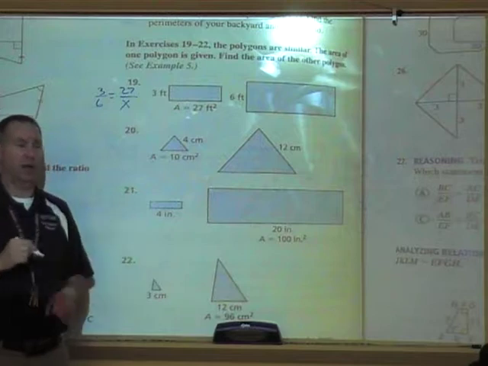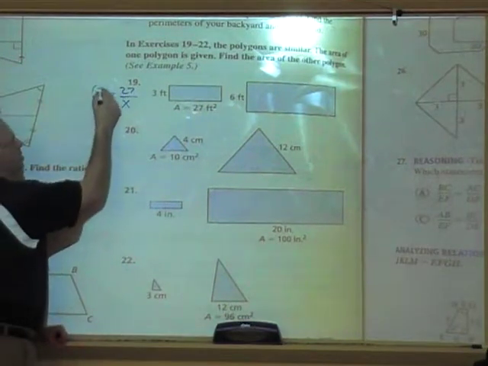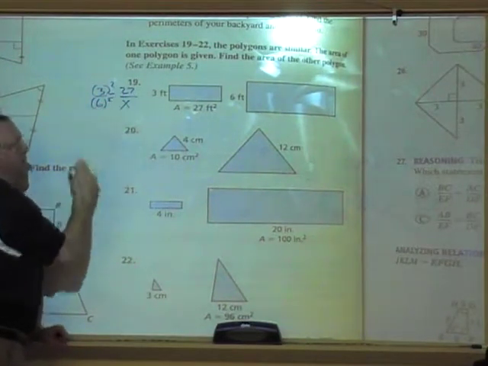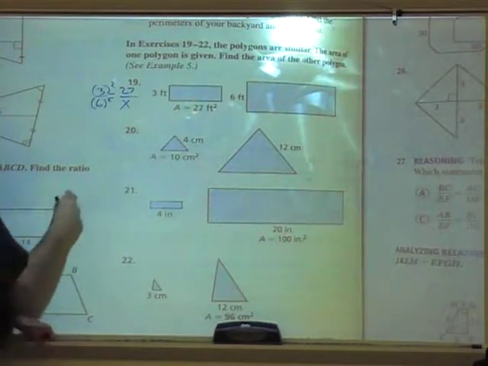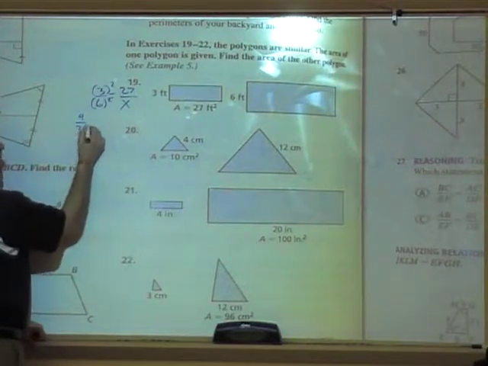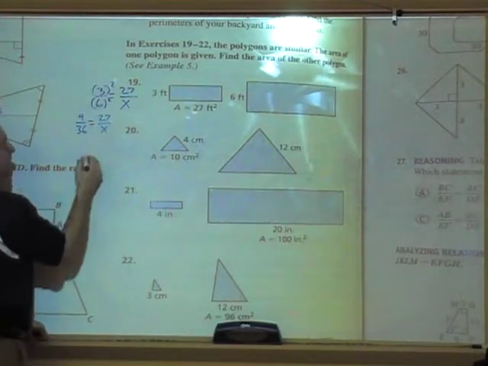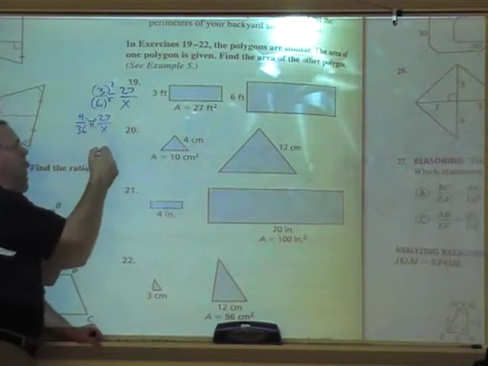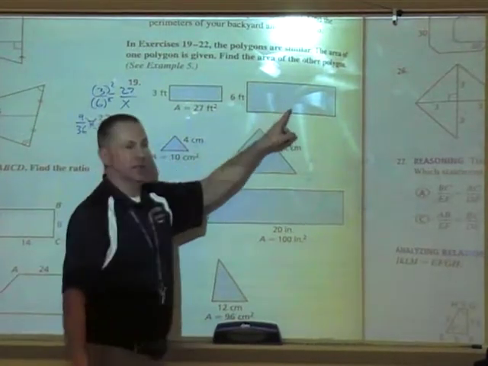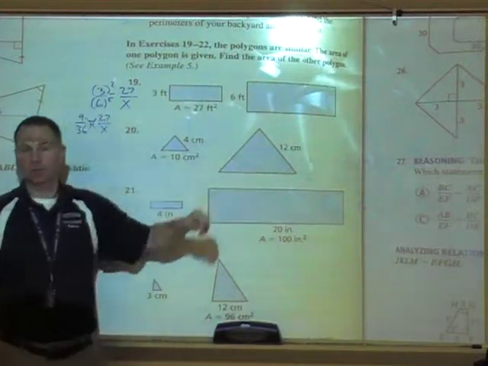What you have to do for area is you have to square the side lengths. And then you cross multiply. Okay? So this would be 9 over 36 is to 27 over x. And if you cross multiply now, you will get the area of this figure, even though you don't have all the information.